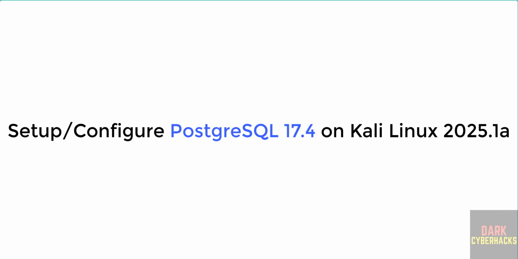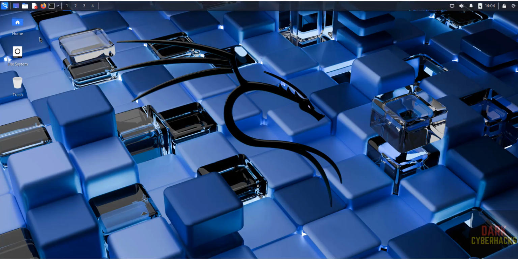Hello guys, in this video we will see how to set up PostgreSQL Server 17 version on Kali Linux 2025. From Kali Linux 2024 onwards, no need to install PostgreSQL Server. It is by default installed. Just we need to configure the server. Okay. So first open terminal.